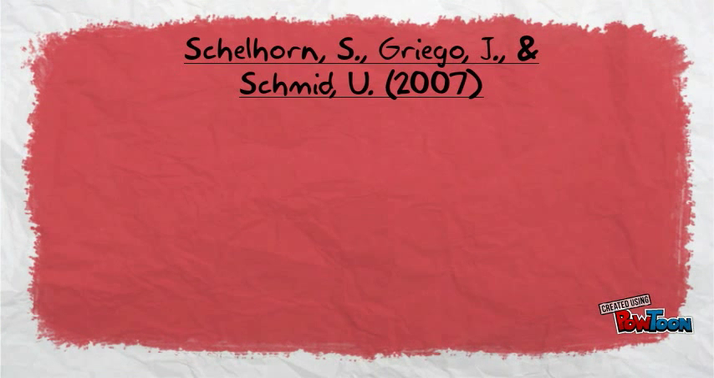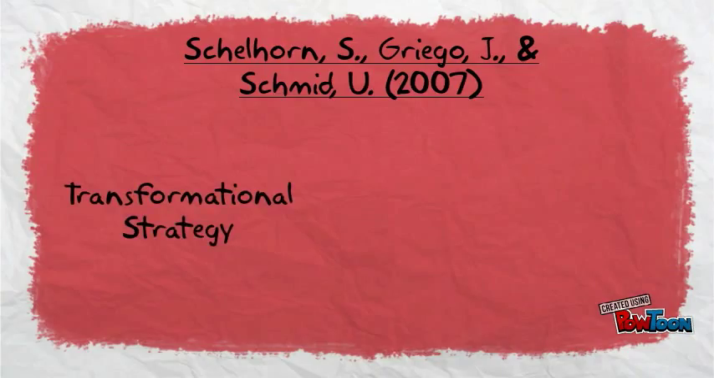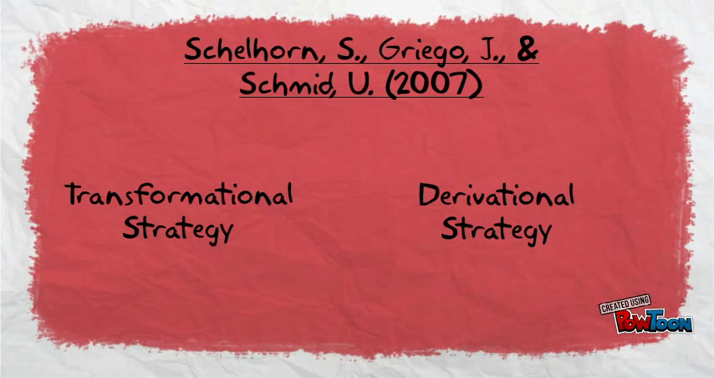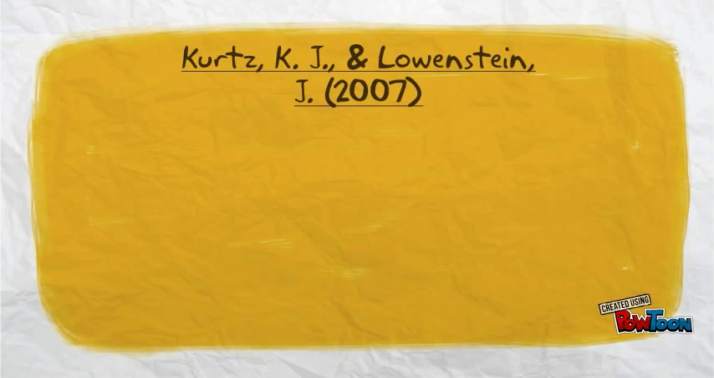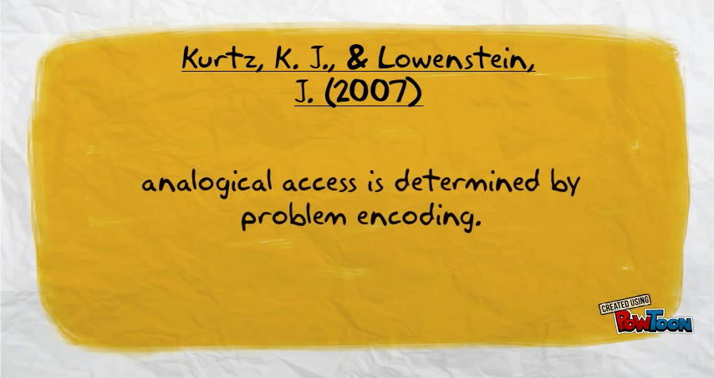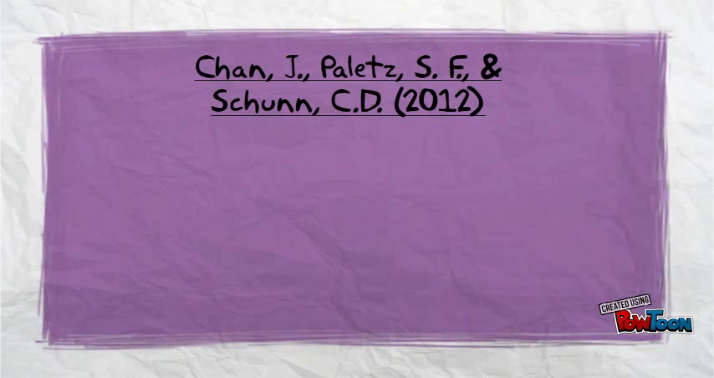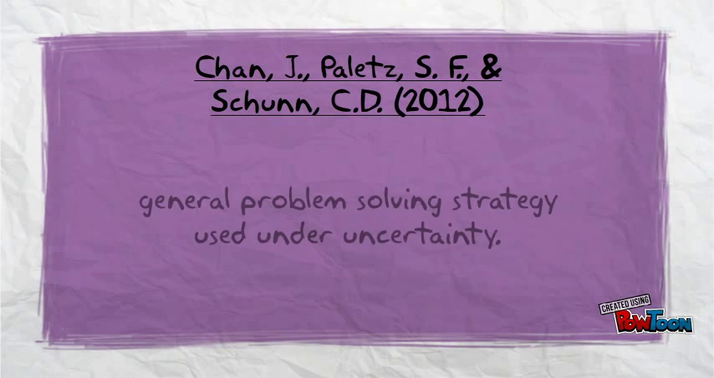In one study, Schellhorn, Griego, and Schmid identified two different strategies of the analogy approach of problem solving. These two strategies are the transformational strategy and the derivational strategy. The three studies by Kurtz and Lowenstein show that analogical access is determined by problem encoding. Chan, Palitz, and Shun explore the possibility that analogy is a general problem-solving strategy used under uncertainty.